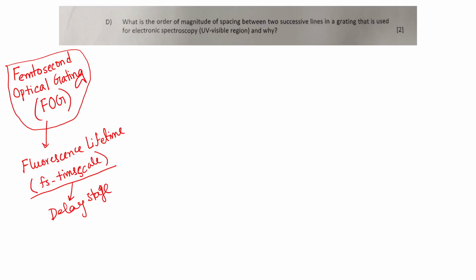So we had to rely upon the speed of light, that is there for our savior. That acts as a savior. Yes. Now let us go back to the question: what is the order of magnitude of spacing between two successive lines in a grating?